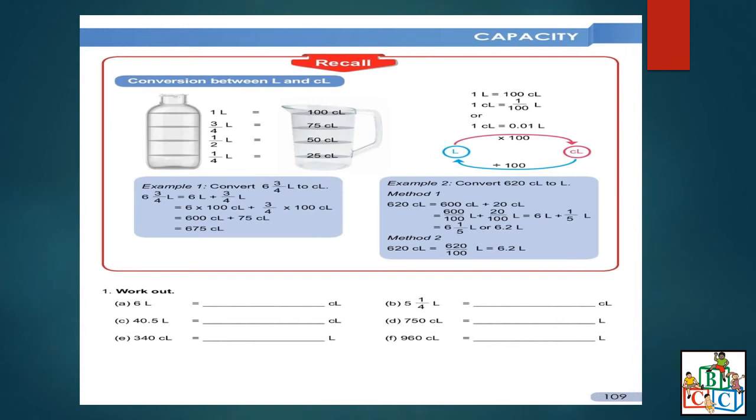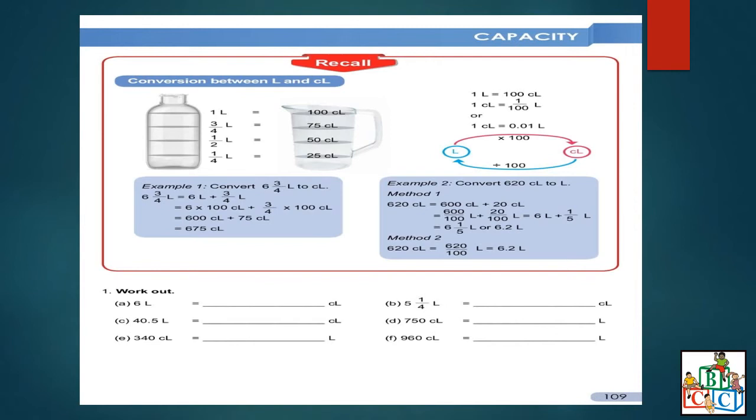So if you do not know this by heart, how are you going to calculate? For example, 3/4 liters. If you do not know if it is 75, you are going to do 3/4 times 100. You will get 75. Half times 100 is equal to 50 centiliters.